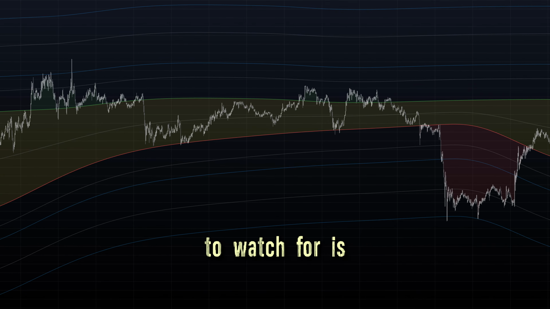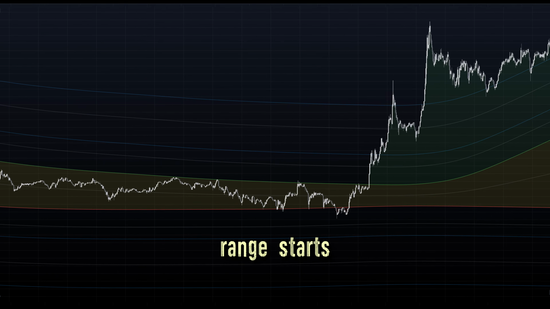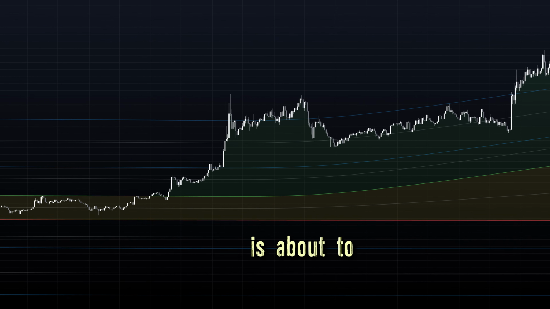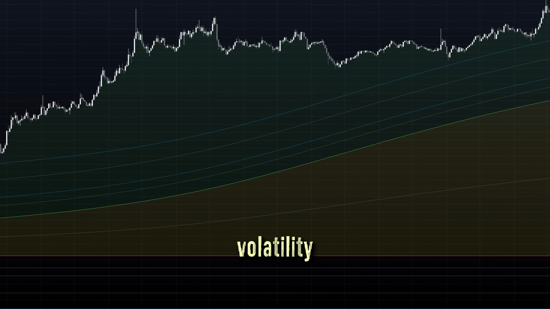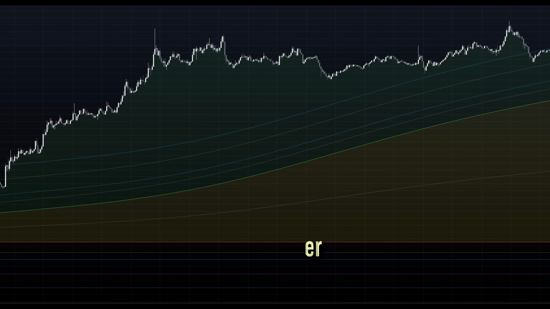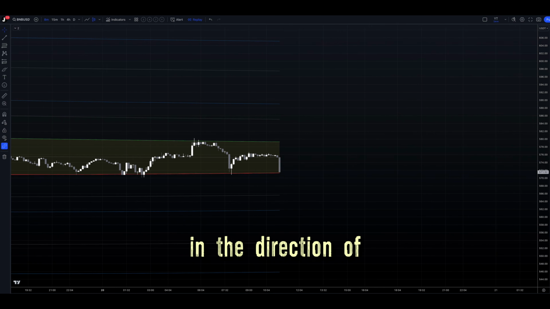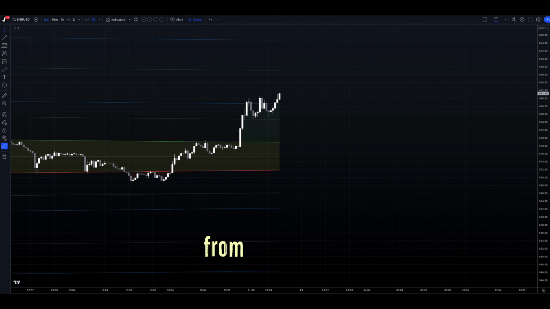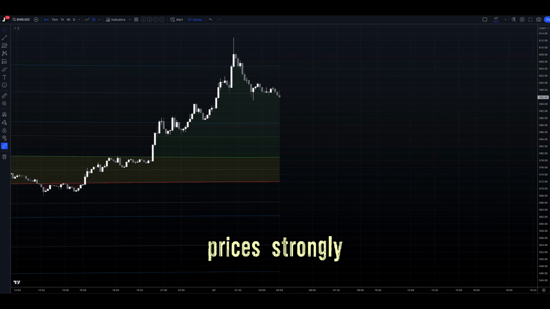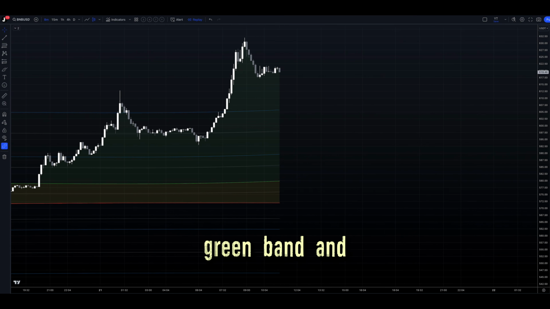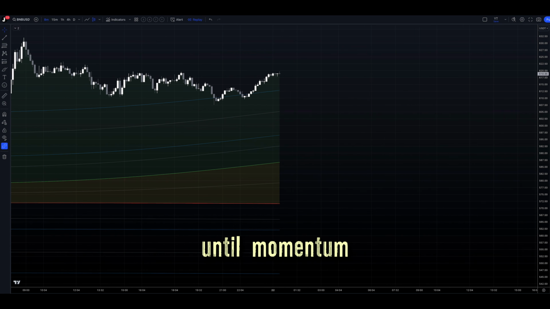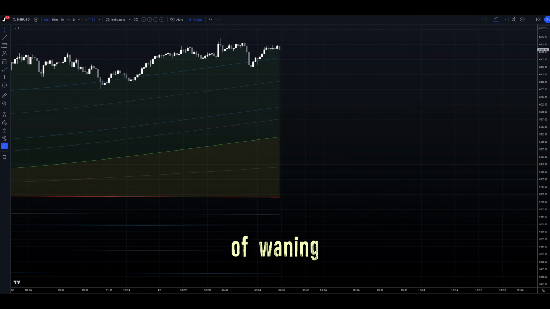An important signal to watch for is when this yellow range starts narrowing. When it contracts, it could be a warning that the price is about to break out of this range, with volatility potentially increasing soon after. This is where we can look to enter in the direction of that momentum only after prices decisively break out from this range. For example, if prices strongly break above the upper green band and remain there, we could consider going long, riding that uptrend until momentum shows signs of waning.